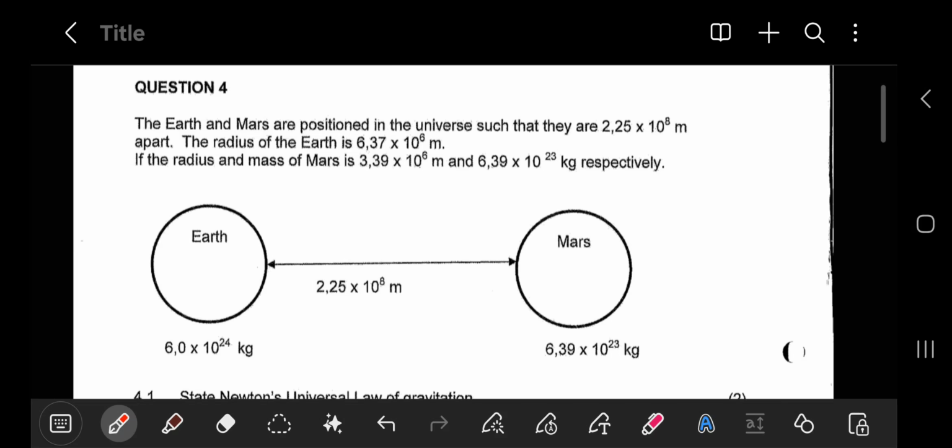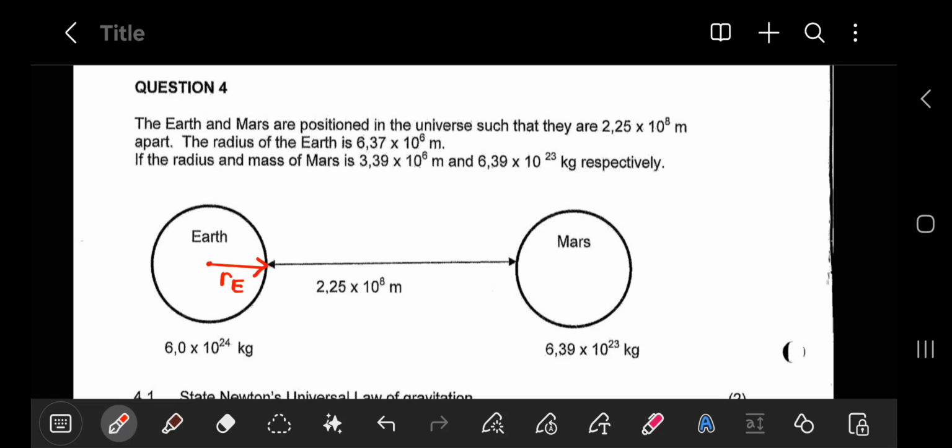So if we fill this in on the diagram, the radius of the Earth would be from the center to the surface. That is going to be RE. If the radius and mass of Mars is 3.39 times 10 to the power 6 meters and 6.39 times 10 to the power 23 kgs respectively.